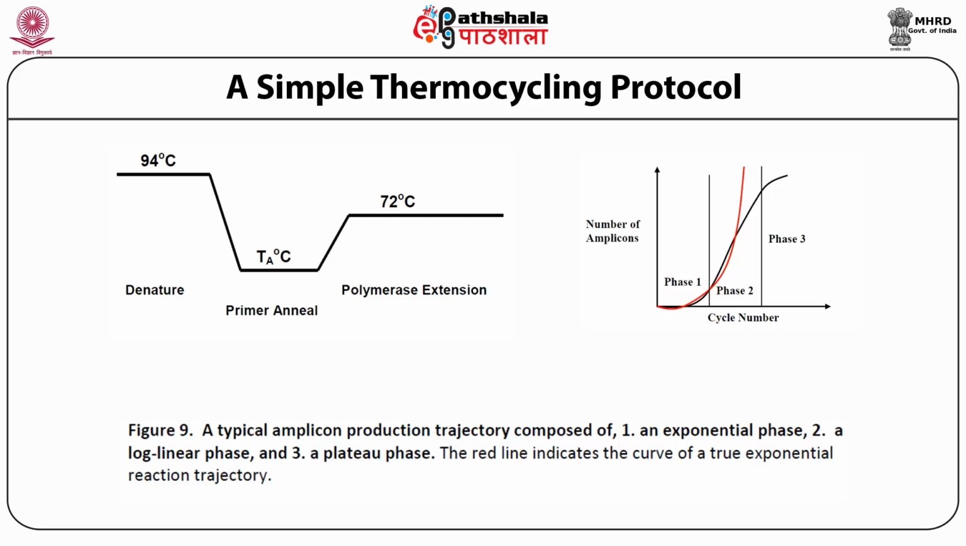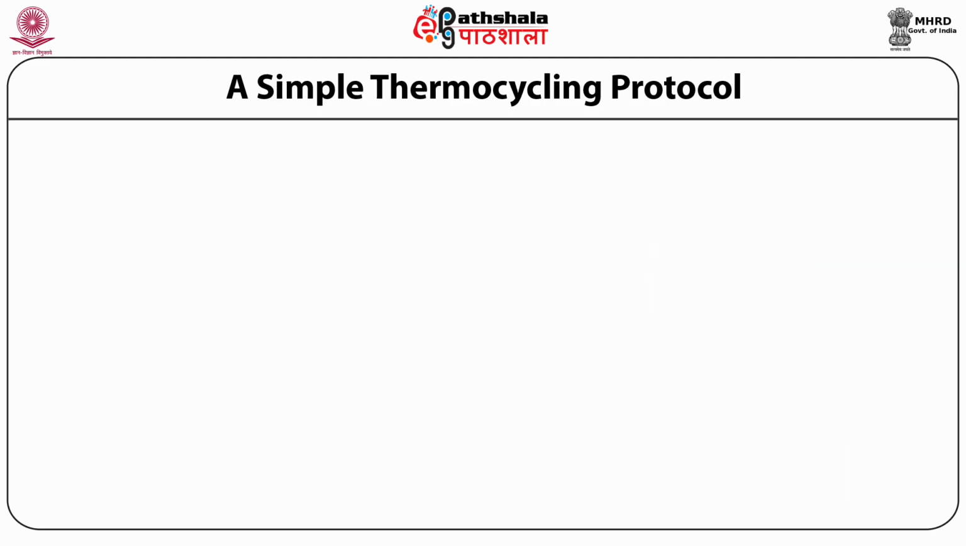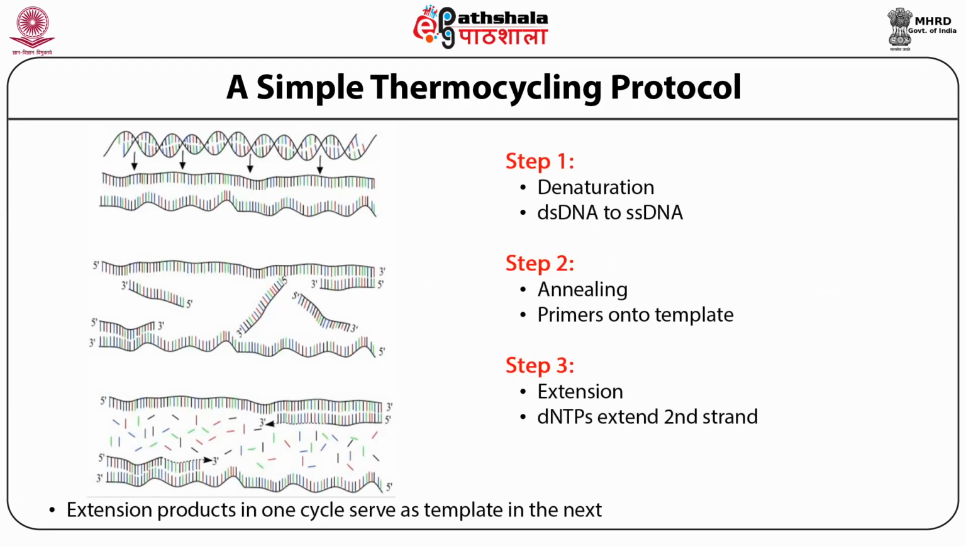Now come to the PCR curve. As I have shown you here, this is a typical amplicon production with an exponential phase, a log linear phase, and then a plateau phase that you reach at the end of the cycle, where there is no more amplicon synthesis. So I have already explained here. You can also see denaturation, that is step 1, annealing, that is step 2, and extension, that is step 3.